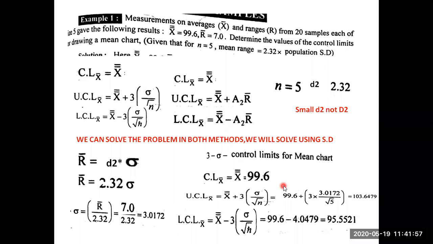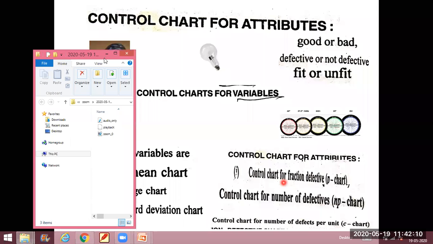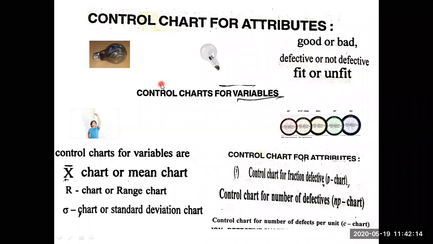So the previous problem we have discussed is about when the standard deviation is given. In one model, the standard deviation is given indirectly, that means in terms of r bar, like r bar is equal to d2 into sigma. From that you have to conclude sigma and do the problem. Okay, next: control chart for attributes.